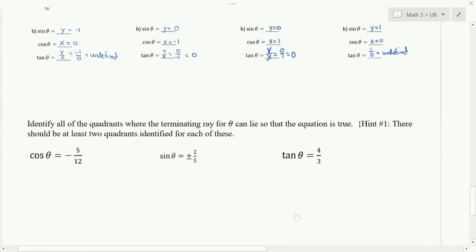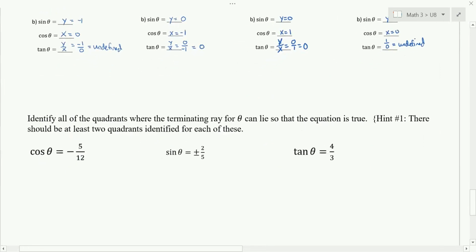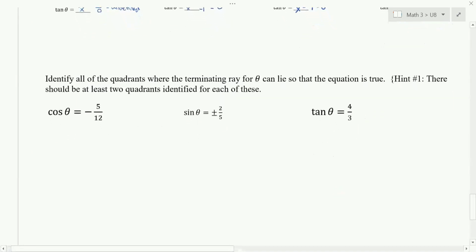This last part here, we want to identify all the quadrants where the terminating ray for theta can lie so that the equation's true. So you're not being asked what theta is. We're asked where theta could be. Okay. So all you have to pay attention to, like on this first statement here, is this: the cosine of theta is negative. That's all you take from that. You don't care about the 5 over 12. You're just looking at, is it positive or negative? Because that's going to indicate where it could be.